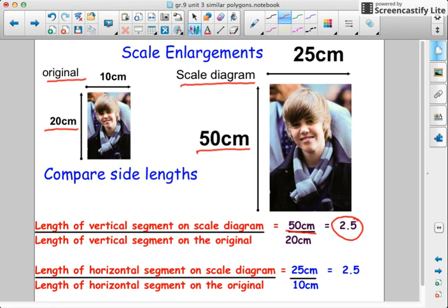Now I need to do the same thing on the width of my picture here with 25 and 10 to make sure that they have the same scale factor. Otherwise, they aren't scale diagrams. So I would take 25, divide it by 10, and I would get 2.5. So that's a good thing. It needs to have the same scale factor for it to be a scale diagram. So that's how you find the scale factor.